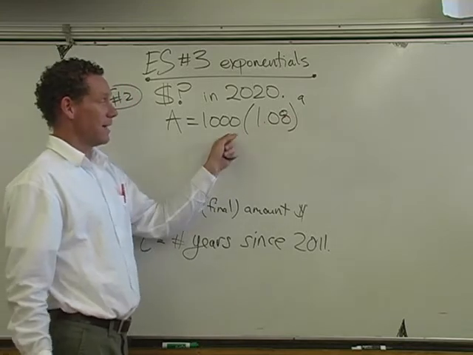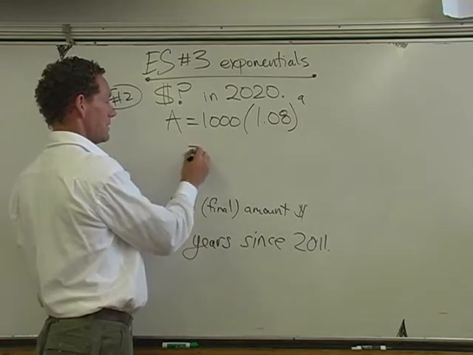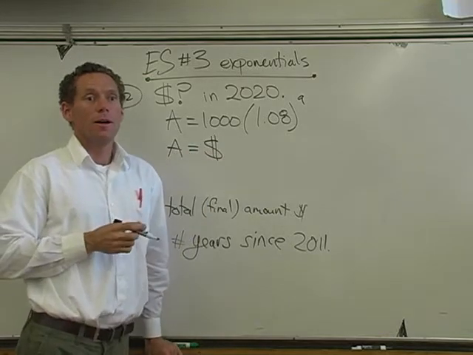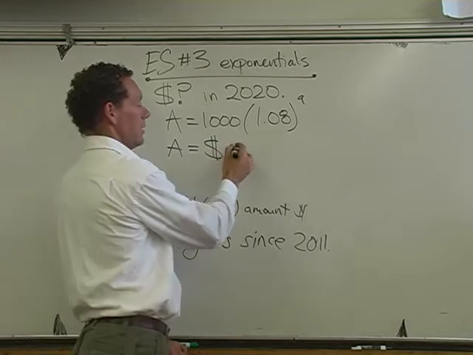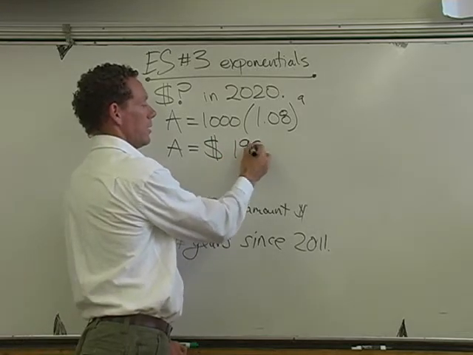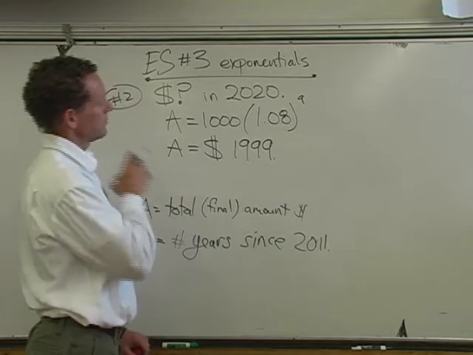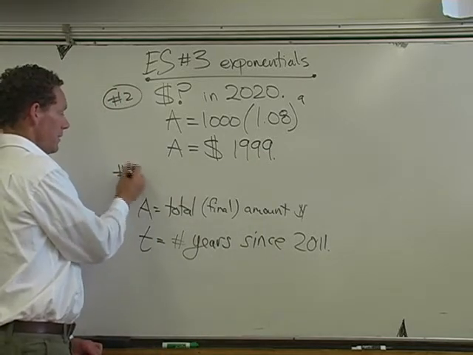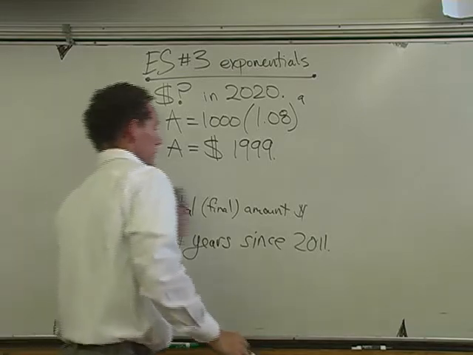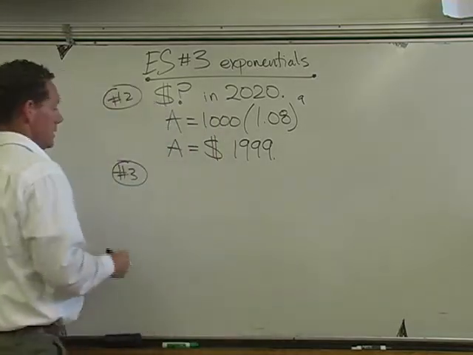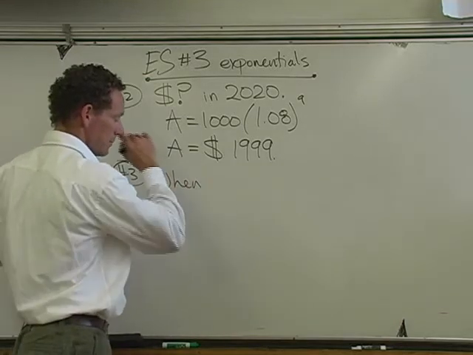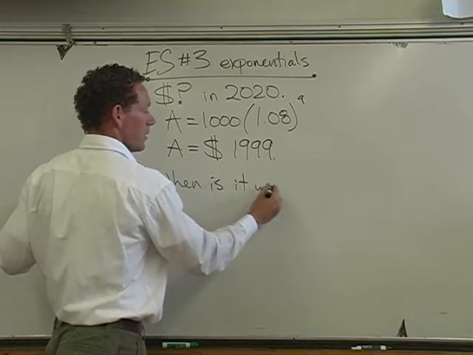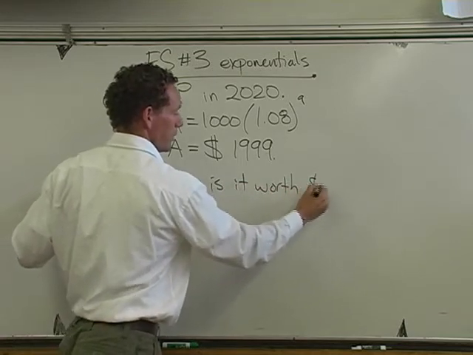So you would raise this to the 9, multiply by 1,000, and get some value. Did anybody do that? I got approximately $1,999. Sounds good to me. All right. And the third part asks, let's say, when is the investment worth $3,000?